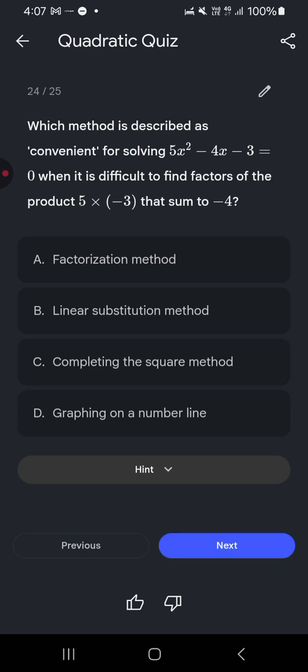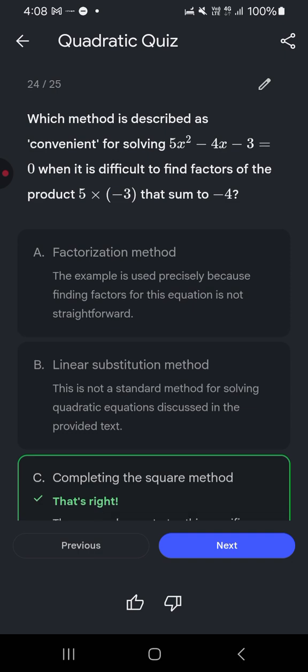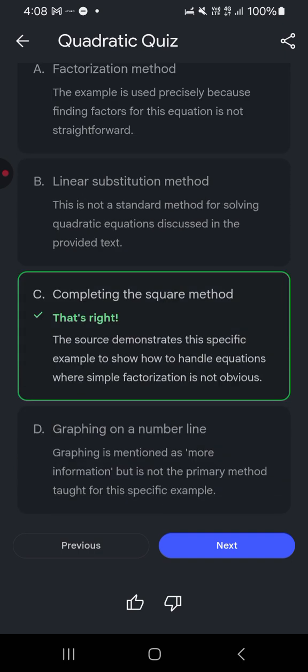Which method is described as convenient for solving 5x square minus 4x minus 3 is equal to 0 when it is difficult to find factors of the product 5 into minus 3 that sum to minus 4? Option C, that is completing the square method.